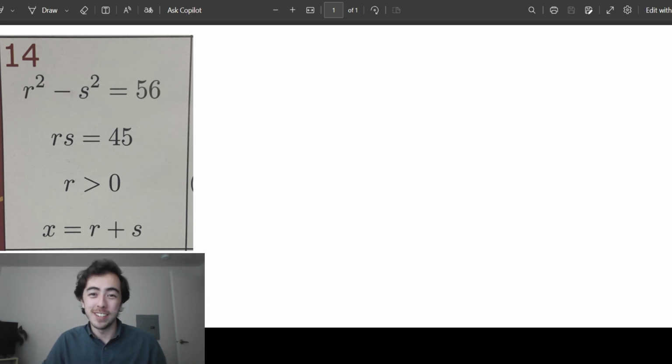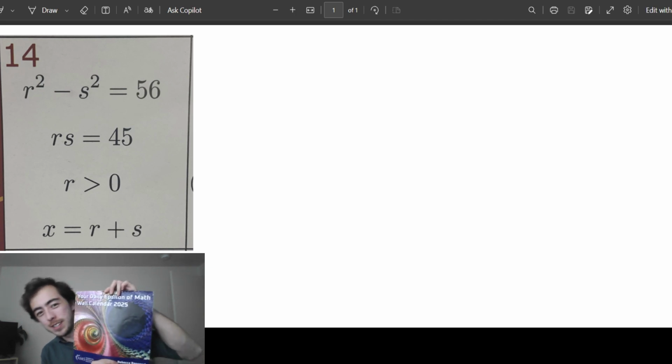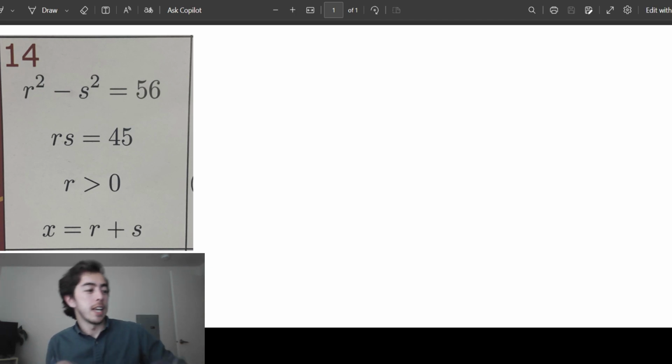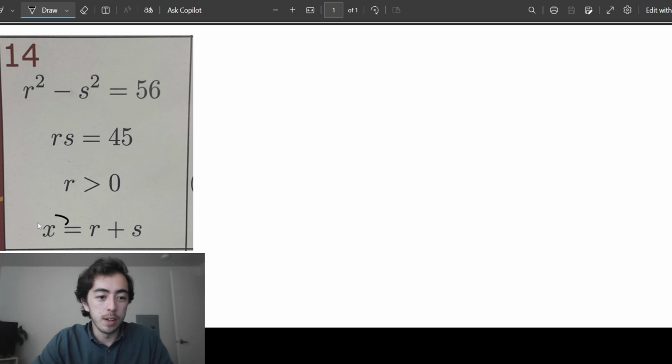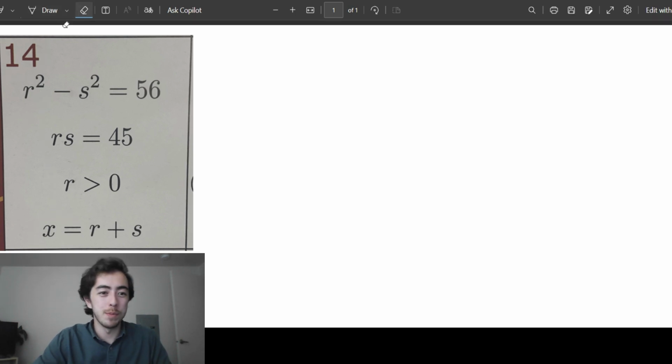Today's September 14th, and we're solving problem 257 from the Daily Epsilon calendar. And today we need to show why x is equal to 14, because 14 is today's date. And so this x right here should be a 14 by the time we're done with this problem.